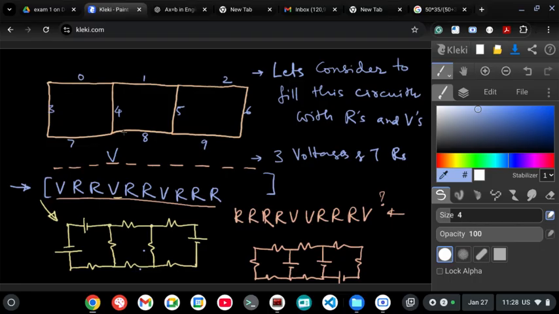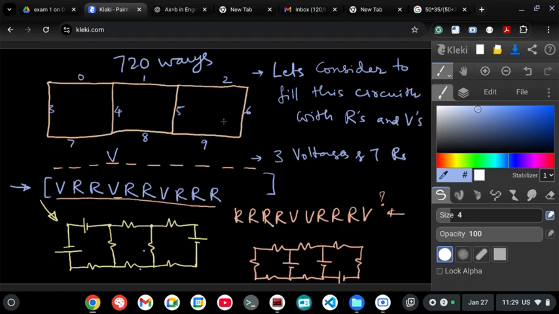So the first one has 10 options, the second one has 9 options, and the third voltage has 8 options. So 10 into 9 into 8. So 9 into 8 is 72, into 10 is 720. So we get 720 ways in which I can spread the voltages in the circuit, and the remaining all will be R's. So if there are 400 students, I can still give a unique circuit to each student because total combinations here are 720. Anyway, you're following what I'm telling, right?